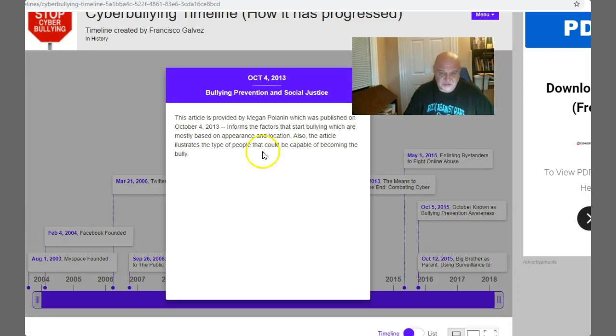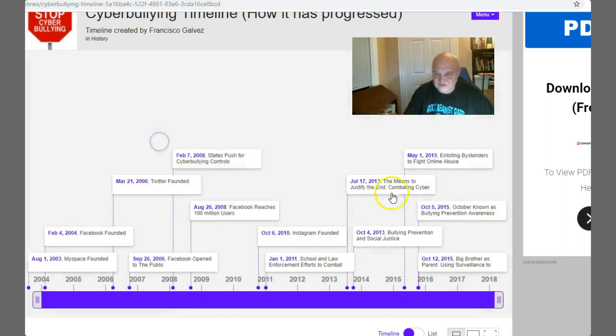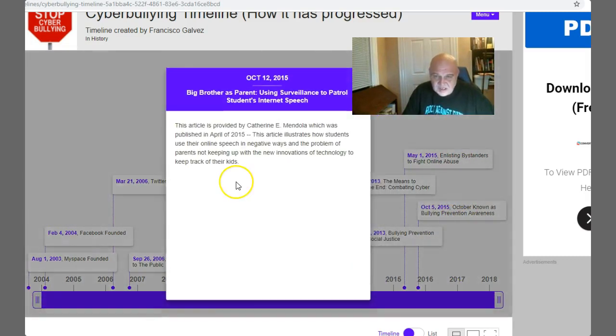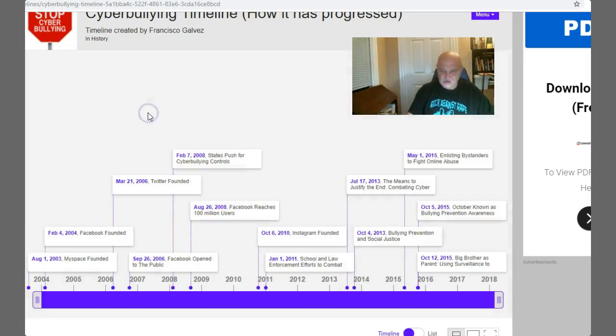In this article we get a typology of bullies. Okay, and then this article, which is comparatively recent, what happens is we see the possibility of other problems emerging. But this is a really excellent overview of a timeline of cyberbullying, right?